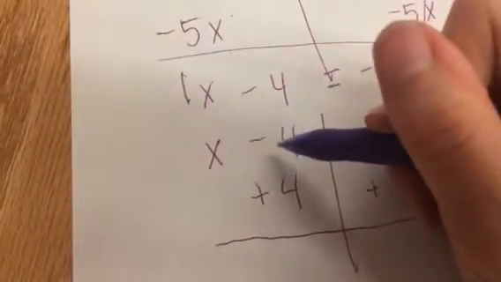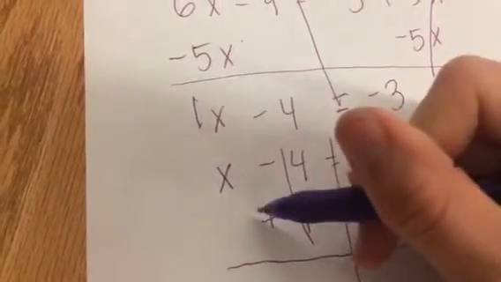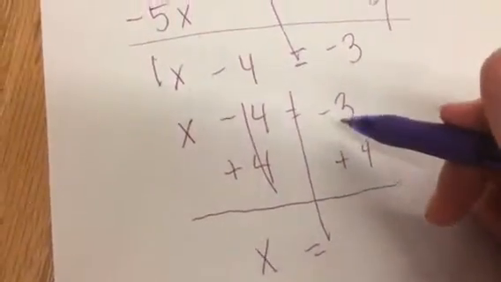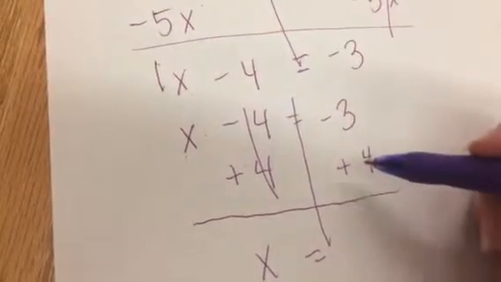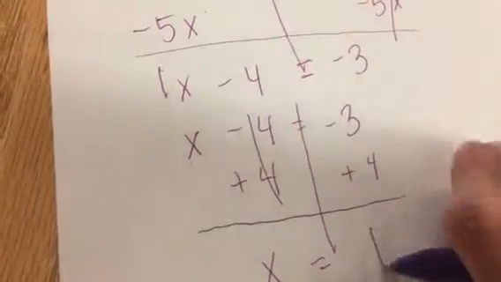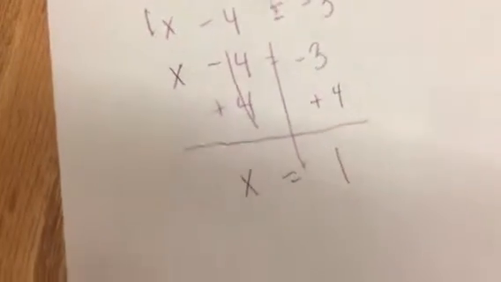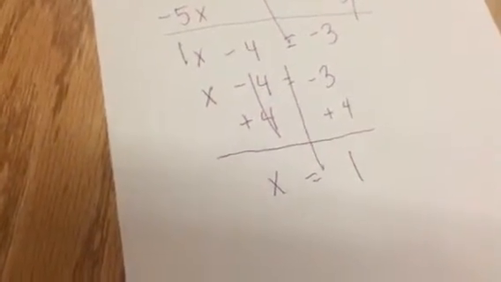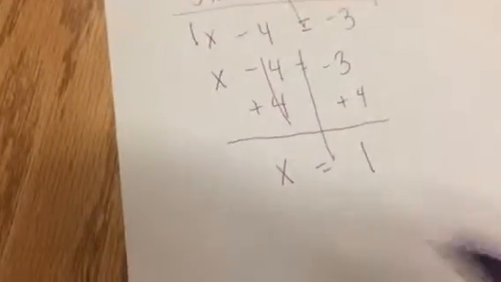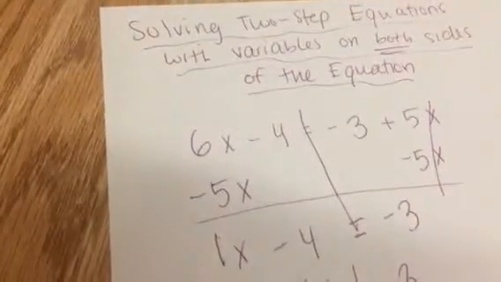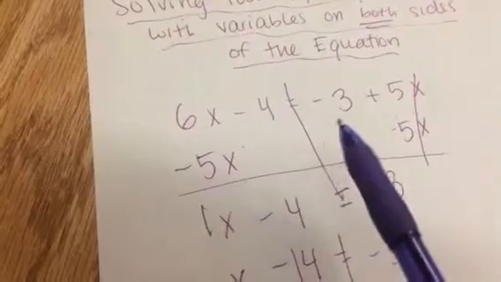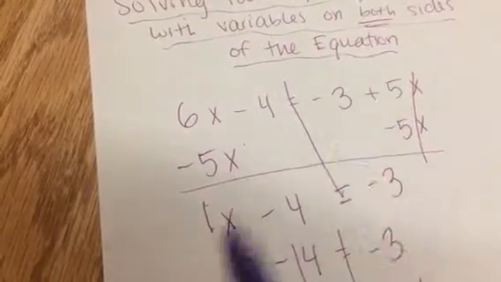Okay, this cancels out, and we're just left with x equals negative 3 plus 4 is 1. Now, how are we going to check that? Well, to check to see if x really does equal 1, we have to plug it back into the original equation, which is up here: 6x minus 4 equals negative 3 plus 5x.